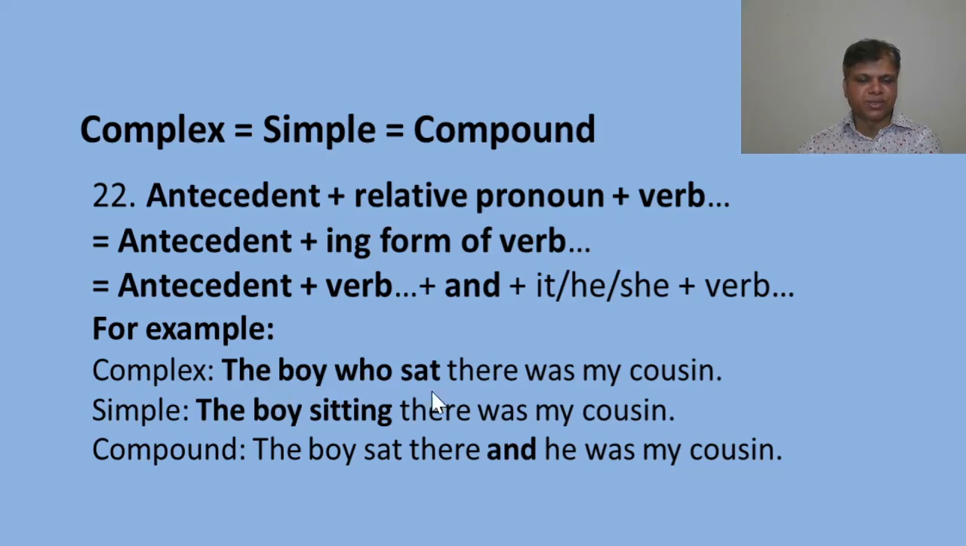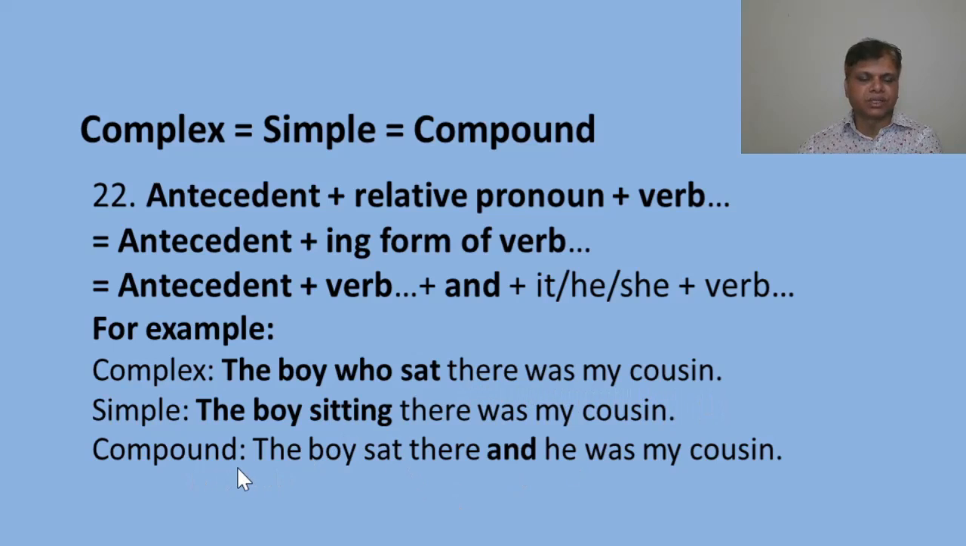So if you want to make it a simple sentence, we have to put the antecedent first, the boy. Then we have to use the ing form of the verb after the relative pronoun. So look at the verb sit. Ing form of sit is sitting, and we have to use the rest of the sentence.